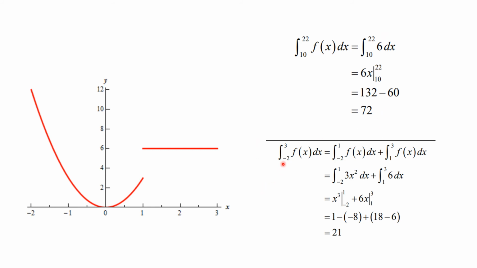But for the other one, what happens is we have to break it into two pieces. We have to go up to 1, and then we go from 1 to 3 to calculate this one, because the definition of the function changes. And so here, when I do the calculation, for the first one, I will get this. This minus sign is from the fundamental theorem of calculus on the first one, and this minus sign is from the fundamental theorem of calculus on the second one. You should get 72 and 21 for our answers.